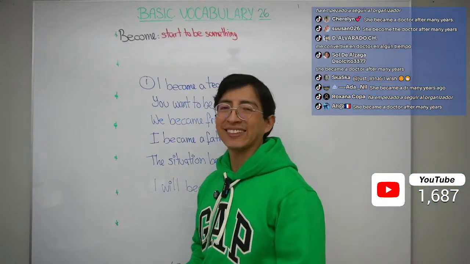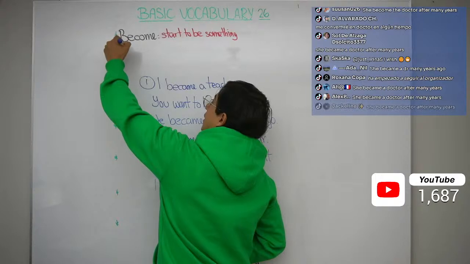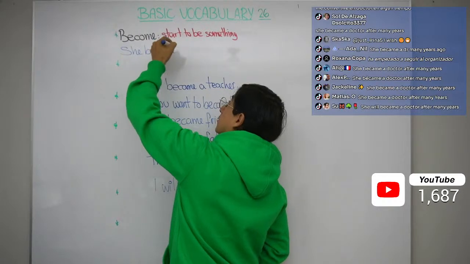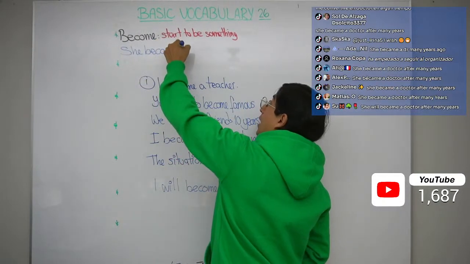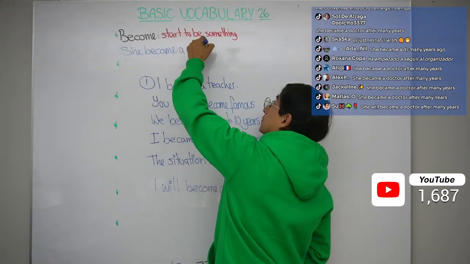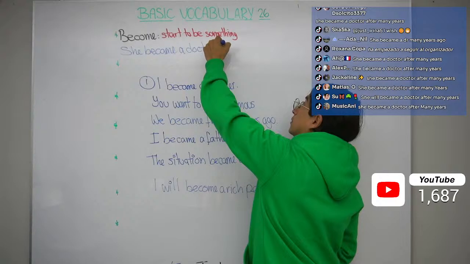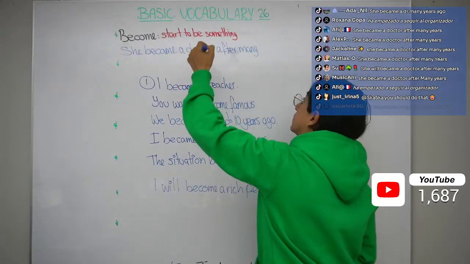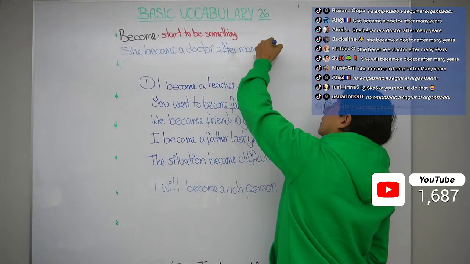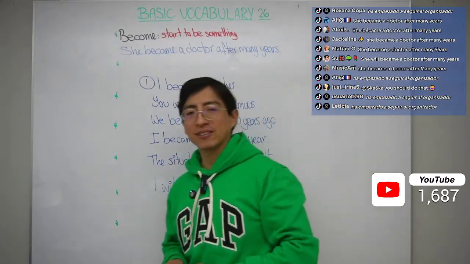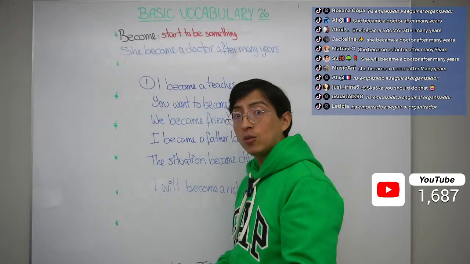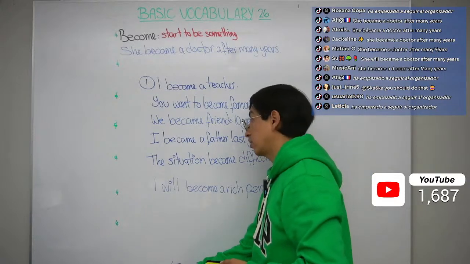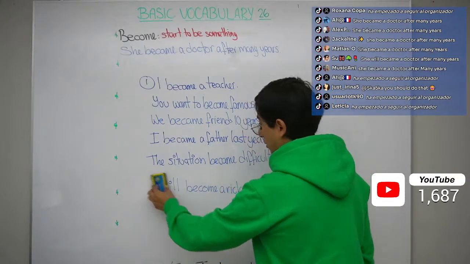Let's write it down, guys. Okay, let's write down this sentence. Simple past, okay? She became, simple past. She became a doctor after many years. Okay, this is the first sentence. Ella se convirtió o se volvió doctora después de muchos años. Okay, she became a doctor. Ella se volvió doctora. Ok, vamos a borrar esto.